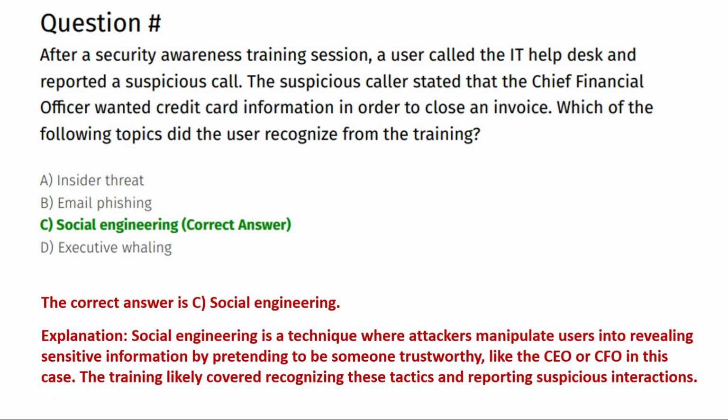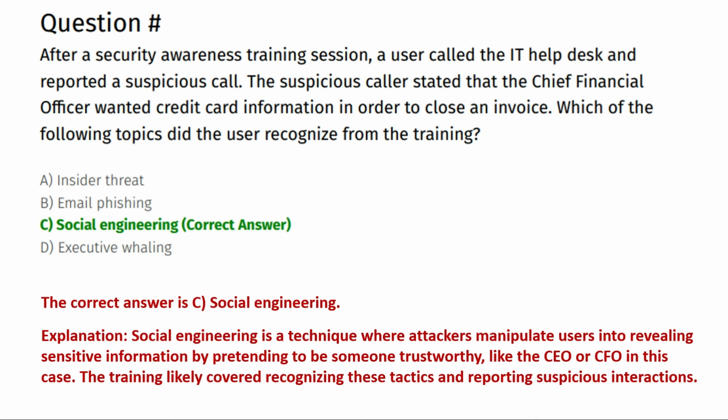The next question is, after a security awareness training session, a user called IT help desk and reported a suspicious call. The suspicious caller stated that the chief financial officer wanted credit card information in order to close an invoice. So which of the following topics did the user recognize from the training? Option A, insider threat. Option B, email phishing. Option C, social engineering. Option D, execute whaling. And the correct answer for this question is option C, social engineering.